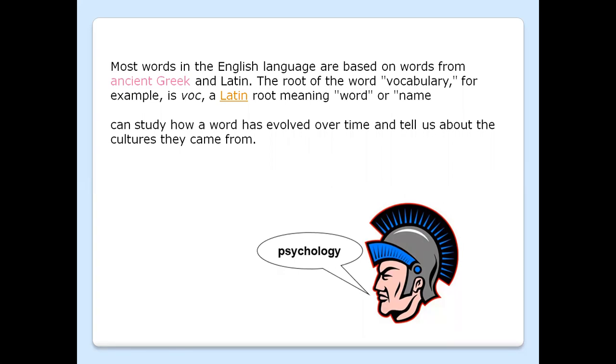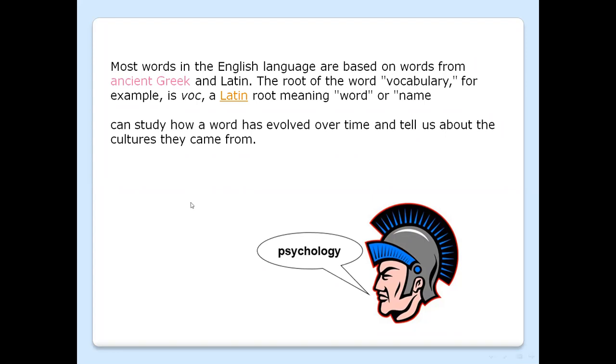Today we will study how words evolved over time and tell which culture each word came from. For today only, we will study the Greek. Next time, inshallah, we will study the Latin words. So today we will study the Greek words that we have in English.